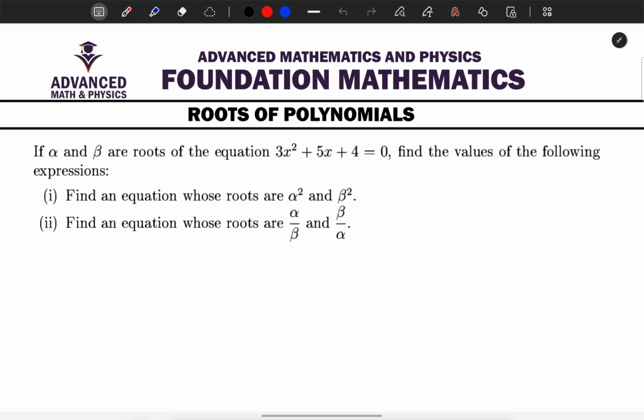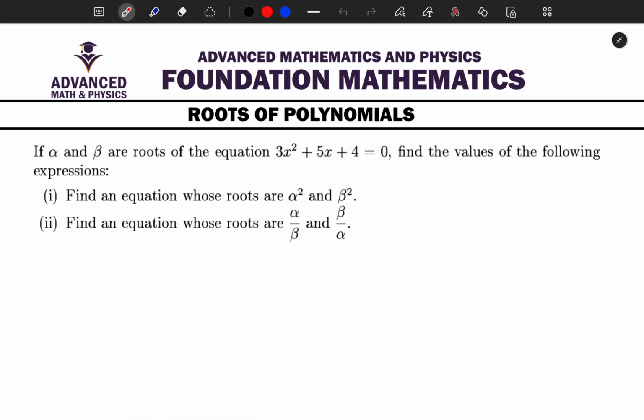We're going to look at a question on roots of polynomials, but specifically we'll be finding the equation given certain roots. If alpha and beta are the roots of that particular equation, find the values of each of the following expressions. We are finding an equation whose roots are alpha squared plus beta squared. We're also finding an equation whose roots are alpha over beta plus beta over alpha. Given that, it's actually very simple.